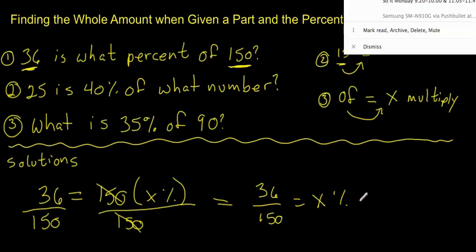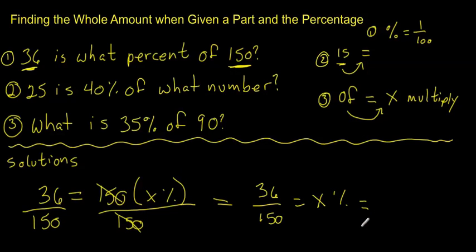Okay, and now you just work that out. You divide 150 into 36, and I'll just work that out on a calculator. Okay, so 36 divided by 150 is 0.24, but remember, we're talking about percent here, so that means that I have to multiply by 100, which gives me 24%. Okay, that's how you do that one.